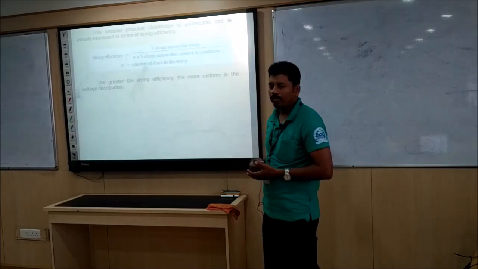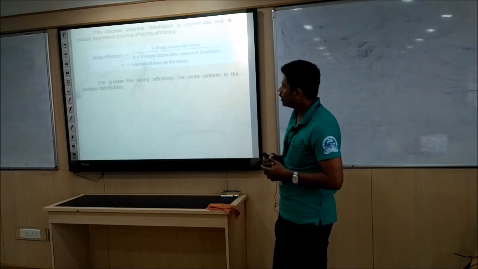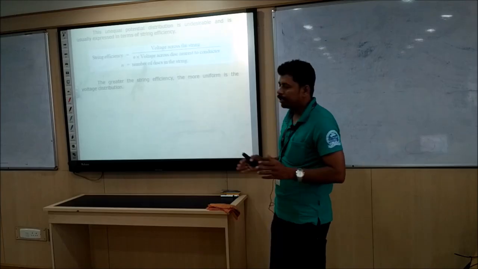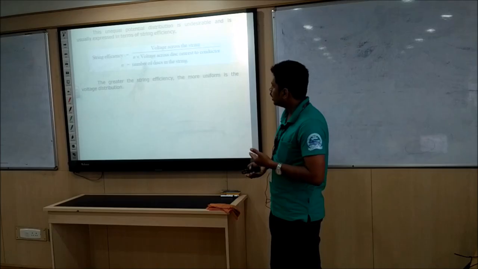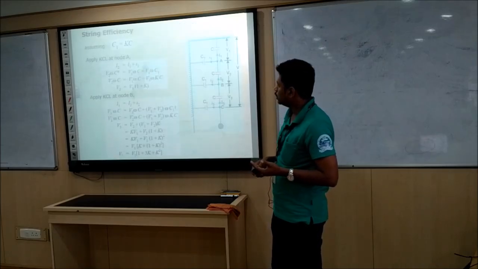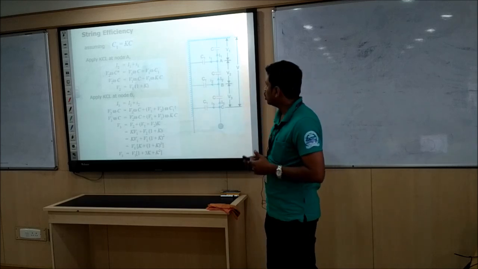So it is important to find the string efficiency, particularly for a string with suspension insulators. The formula to find the string efficiency is the voltage across the string divided by N, where N is the number of discs, multiplied by the voltage across the disc nearest to the conductor, which in our diagram is V3. That is why it is written as V by N into V3 for the string efficiency.